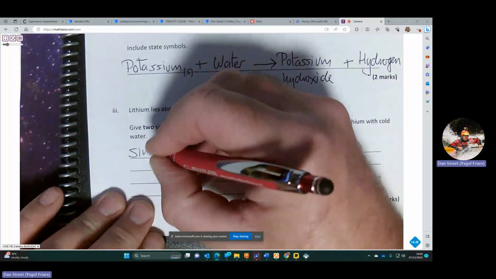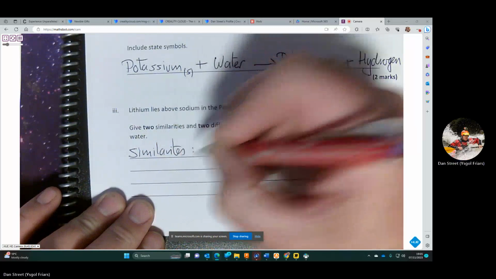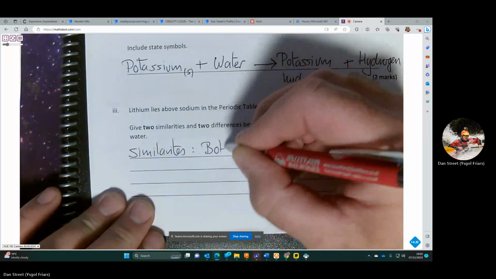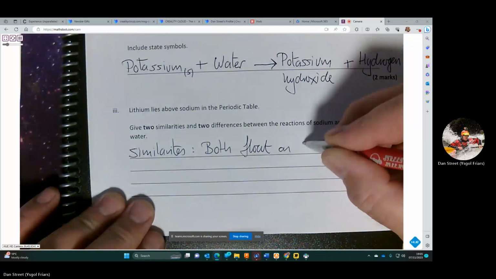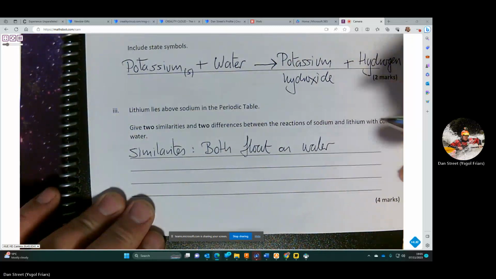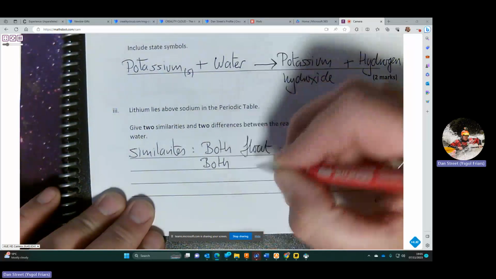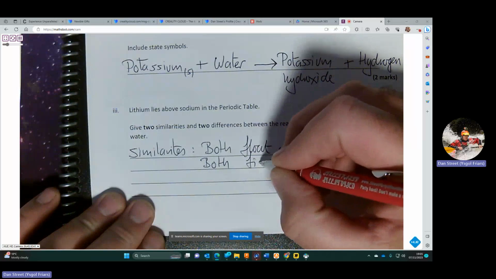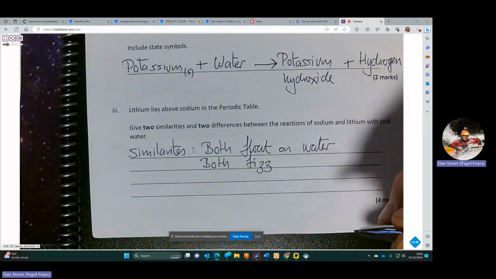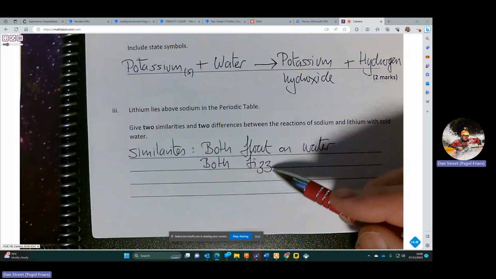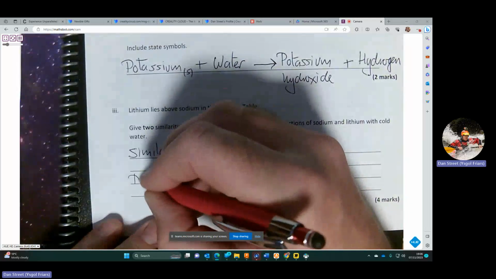So similarities, they both float on water, and they both fizz. Now, sodium can be convinced to set on fire, but it takes a little bit of convincing and a big lump of sodium. So they do both fizz, which are similarities, and then differences.